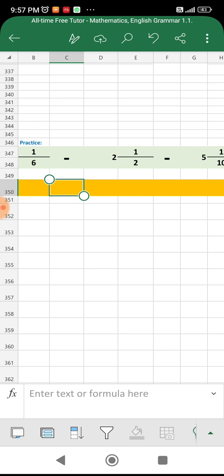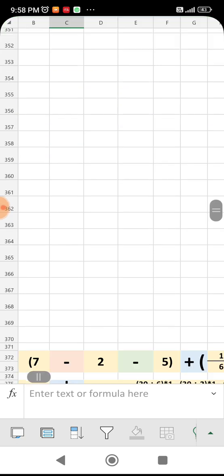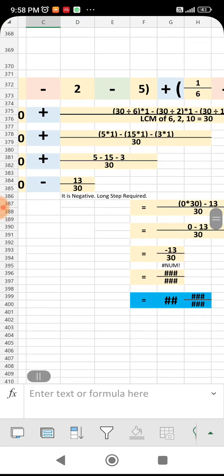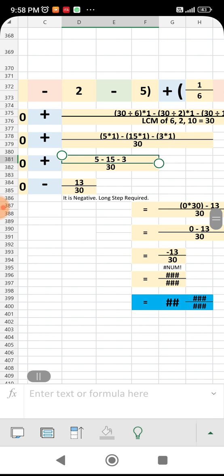Look at this problem, this type of typical problem. Come here. What happens? Look at here. 5 minus 15 minus 3. So what do we have to do first? Two minus signs are there. So we have to add 15 and 3. Then what will be the answer? 15 plus 3 means 18.